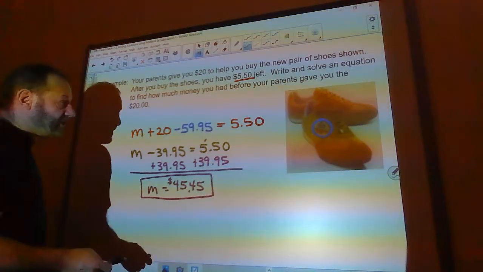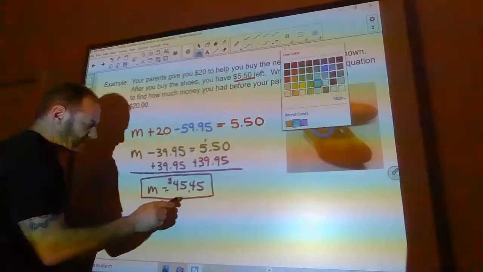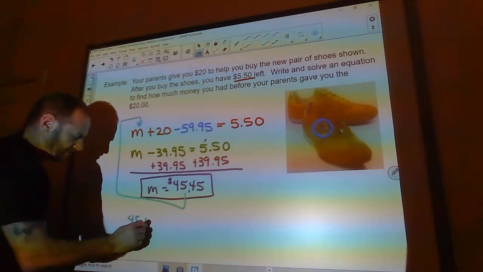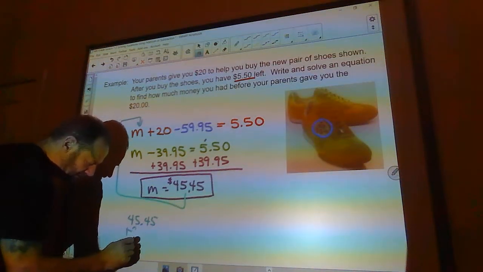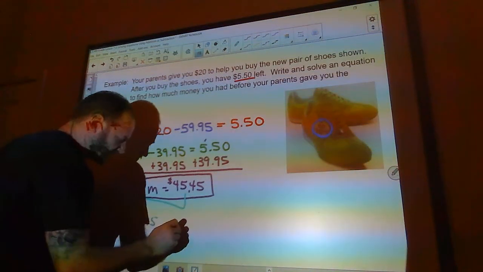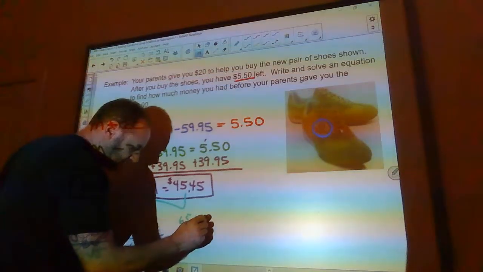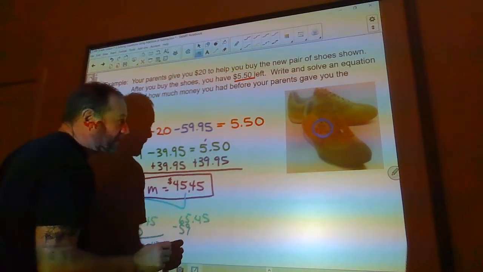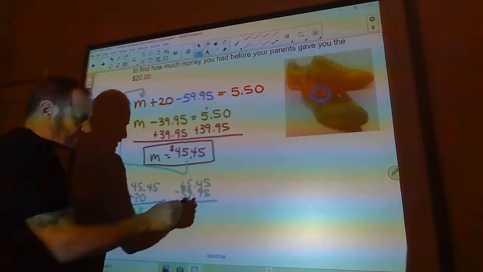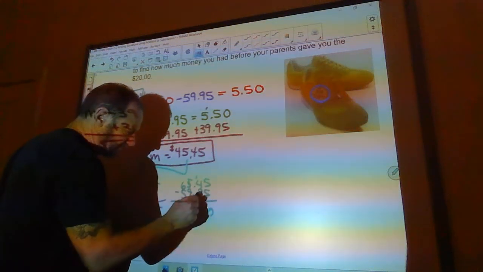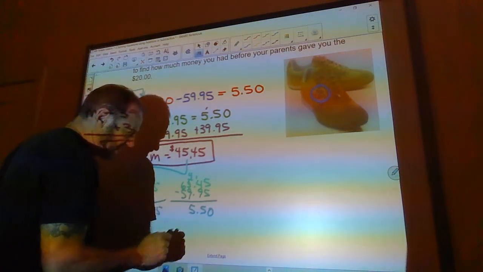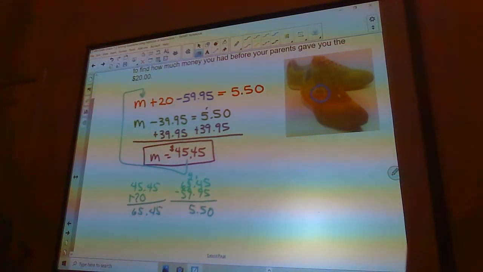So now if I wanted to check and see if it was true, I could take this, plug it in here, 45 plus 20 would be 65 minus 59.95 should be $5.50 if I did it right. Okay, so that's 0. I'm going to borrow. That makes that 14 minus 9 is 5. And then this is 4. 64 minus 59 is $5.50. So it came out perfect.